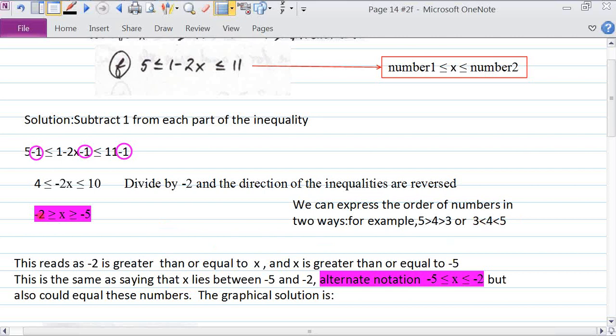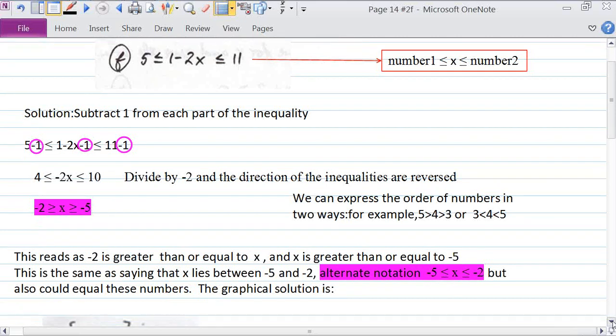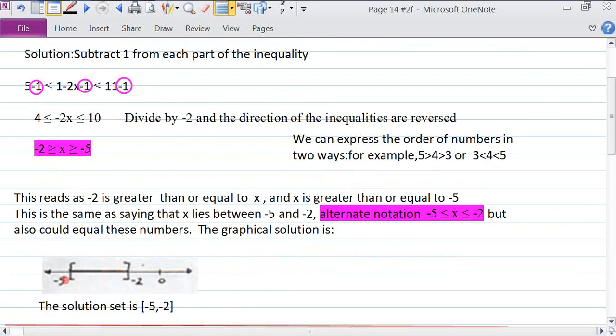So what we're saying is that this expression is equivalent to this expression, just like 5 greater than 4 greater than 3 is an alternate way of expressing 3 less than 4 less than 5. So here I've expressed the region for which the inequality holds true in terms of descending numbers. The numbers are going down. And here I'm expressing them in terms of ascending numbers. So basically what we're saying is that the boundaries are minus 5 and minus 2, and that the x lies between them.